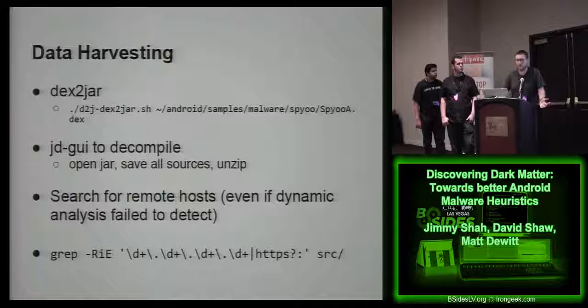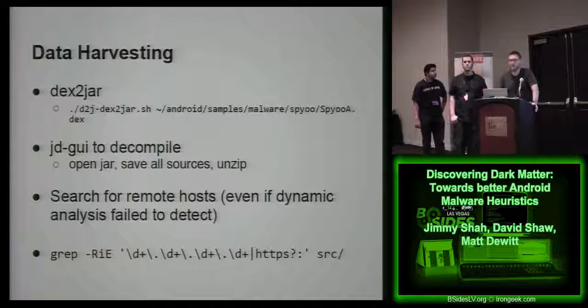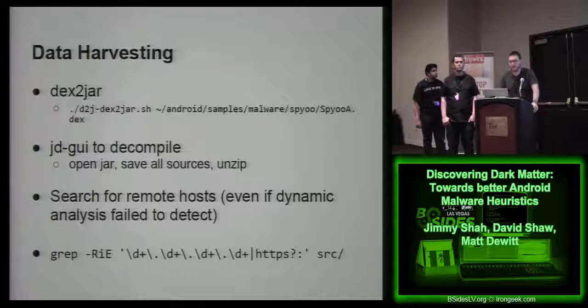It basically just spits out a jar file, super easy to use. Then we use JD-GUI to open the jar, save all the sources, which saves as a zip file, and unzip that. Now from here, we can actually search for remote hosts that may be hard-coded, even if dynamic analysis failed to detect them. So this can be useful if certain actions trigger a pre-designated network connection, or maybe it only checks for C&C at midnight on the 1st of every month or something like that.